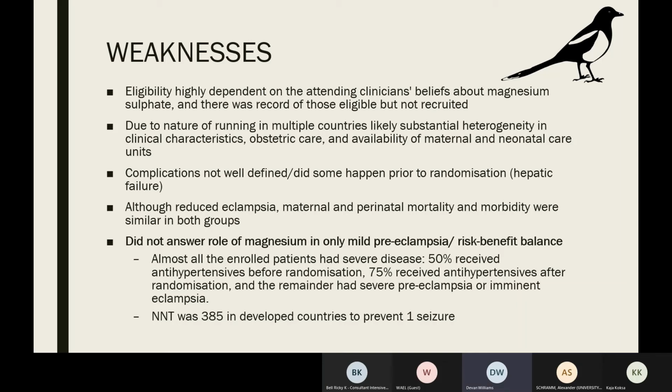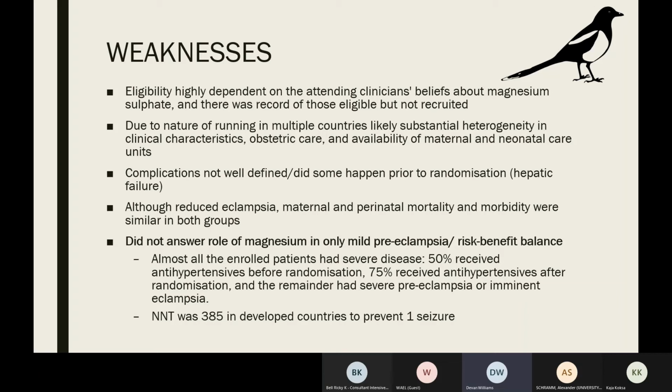And although there was a reduction in eclampsia, maternal and perinatal morbidity and mortality didn't really change. So I think you have to answer that question of, even though you reduce the risk of eclampsia, does that actually make a meaningful outcome difference to the women involved? It did attempt this at the beginning. It did mention trying to see where the risk-benefit balance lies with magnesium, and it didn't really come close to even achieving that.